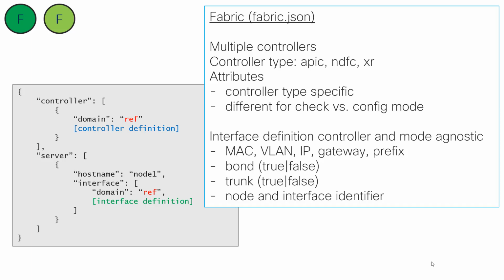You will hear me saying check mode or configuration mode in the context of Fabric quite often. You can also find dedicated videos for check and configuration modes. Keep in mind that this mode is detected based on the content of the Fabric.json file.